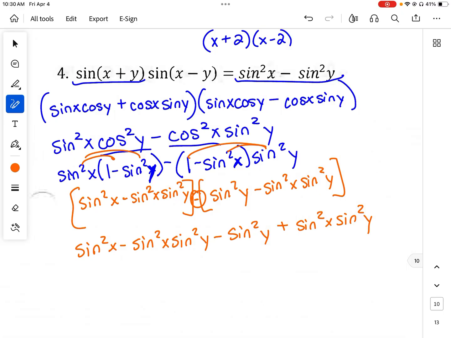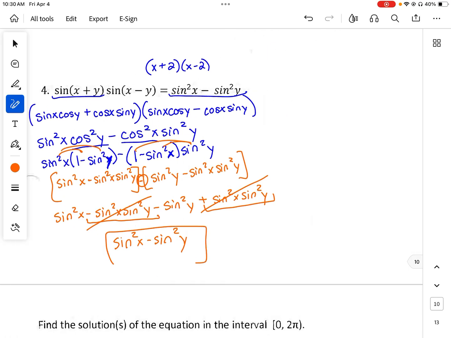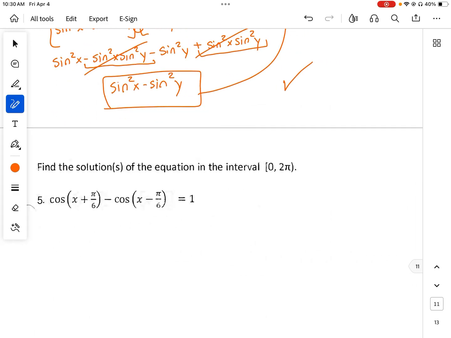Okay, so now look and see if there's anything we can cancel. We have sine squared x, sine squared y. We can't cancel those. But we do have a sine squared x sine squared y together. One's positive and one's negative. So those zero out, leaving us just with sine squared x minus sine squared y. And that is what we wanted.